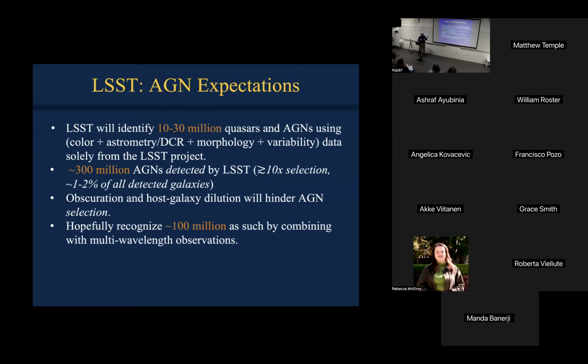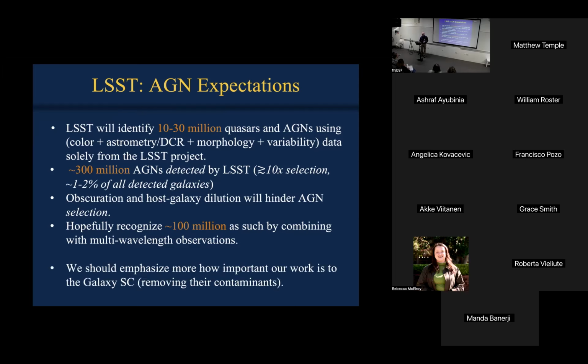Okay, so first, just a reminder of some of the numbers that we're dealing with. Really only tens of millions of quasars that we're going to identify with LSST data alone. But probably 300 million detected, maybe 100 million with multi-wavelength data.